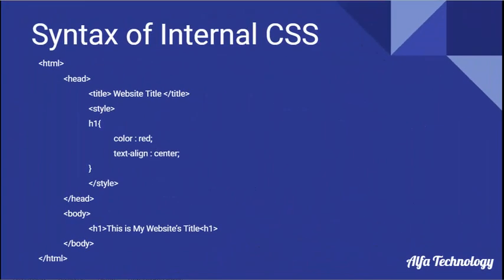After that we have syntax of internal CSS. To write the code for internal CSS, you need to put a style tag inside the head section, and then you can use any CSS selector to select any HTML element. So here we are using the tag selector and we are selecting h1, and we are changing the color and changing the alignment of h1 tag.